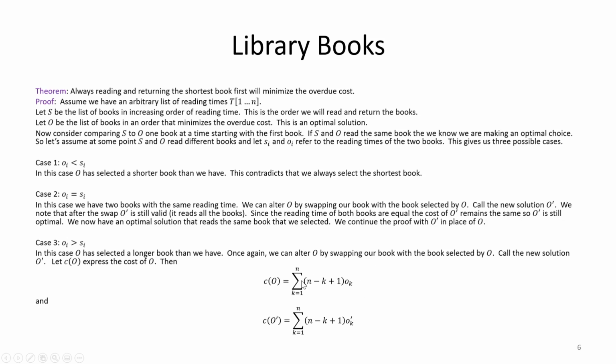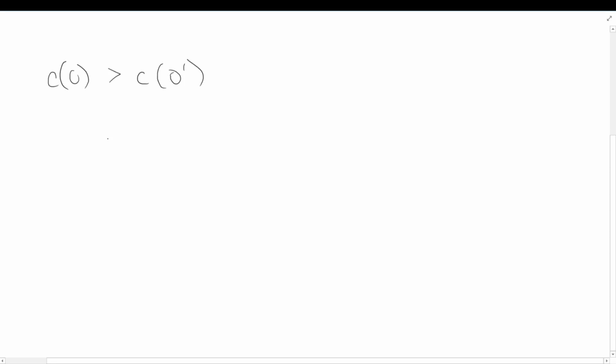I want to look closer at these two functions. In fact, we want to compare these two functions. We really want to know which one is bigger. Maybe let me take a quick aside here. Say we wanted to argue something like this: the cost of O is greater than the cost of O prime. This would give us a contradiction, because that's saying after we made a swap in the optimal solution, we got one with a smaller cost. So this is what we're trying to argue.